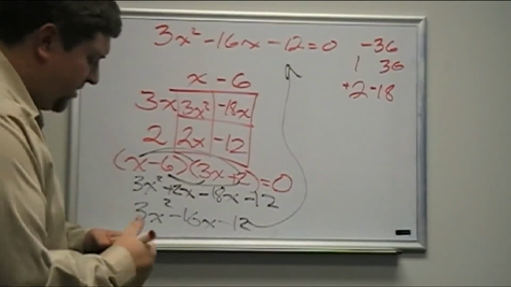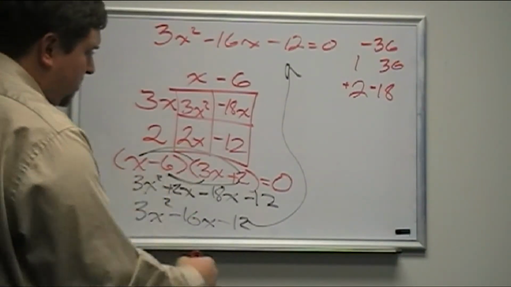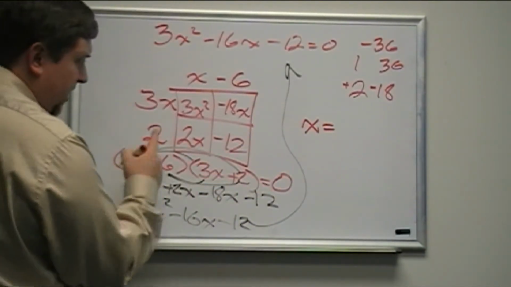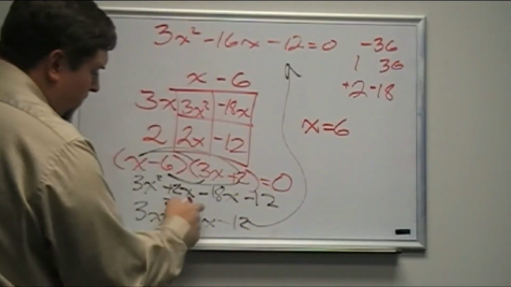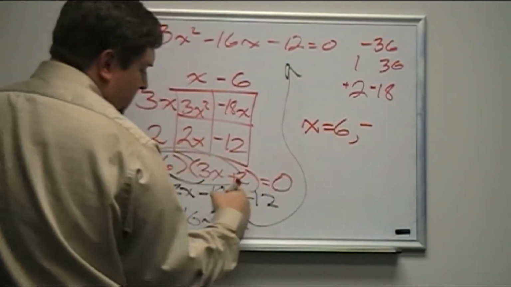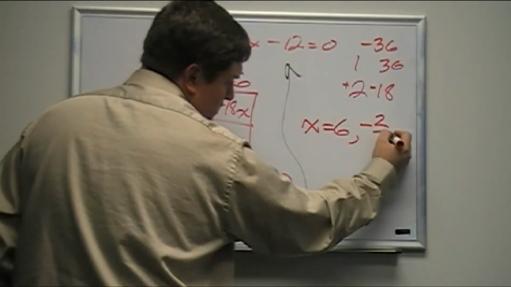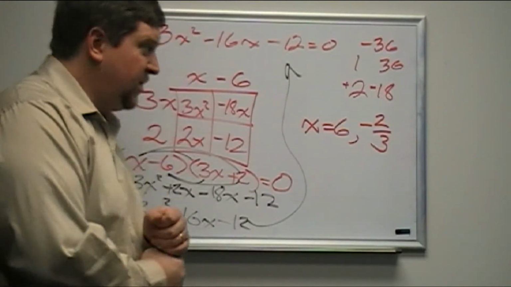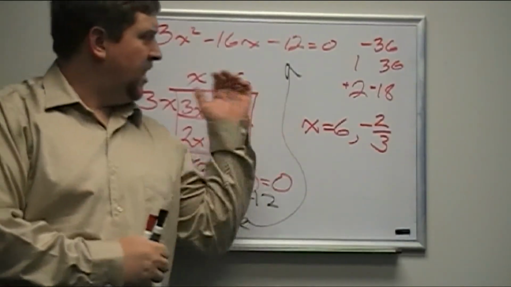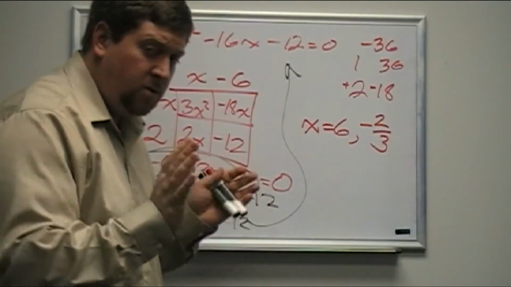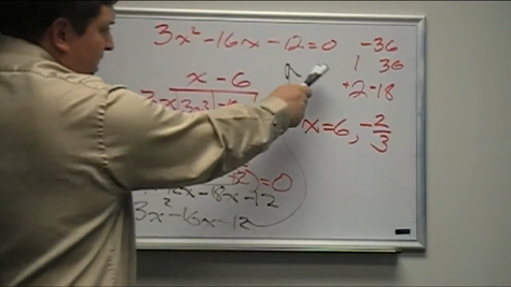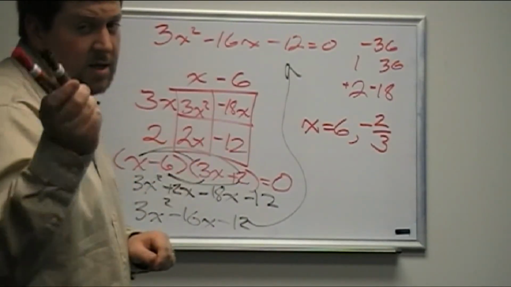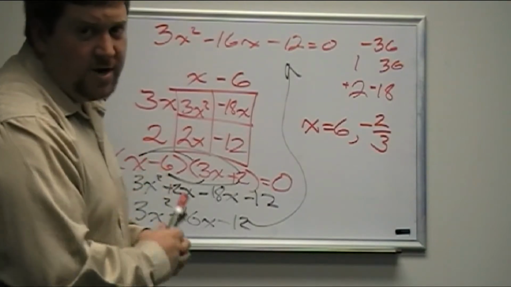Now, because I know this is correct, I can take a venture at my two answers. X is equal to positive 6, or a negative 2/3. And that is factoring. Now, if factoring does not work, and it won't always work, if none of these factors add up to this middle term, then it's time to bust out the quadratic formula.